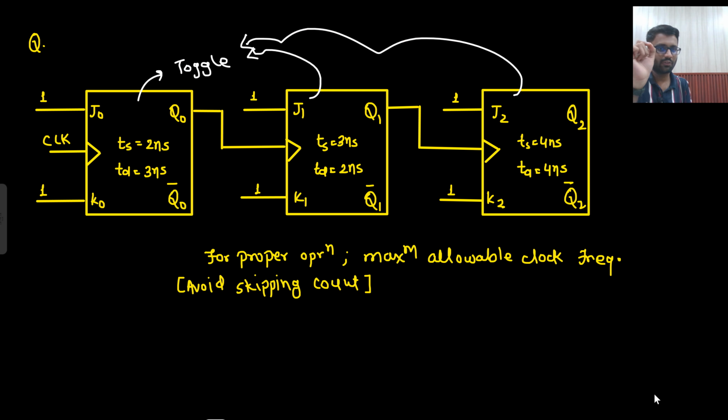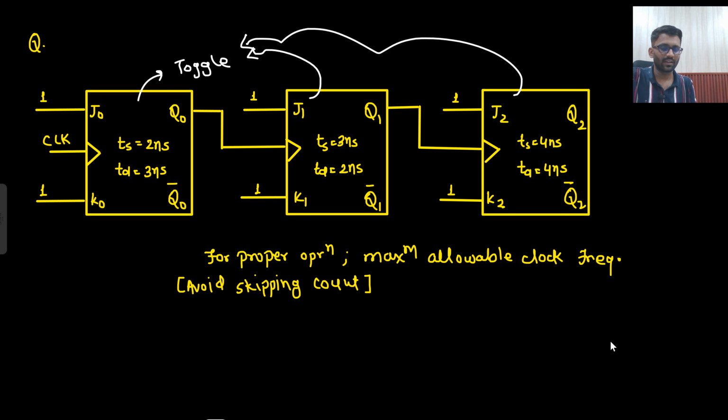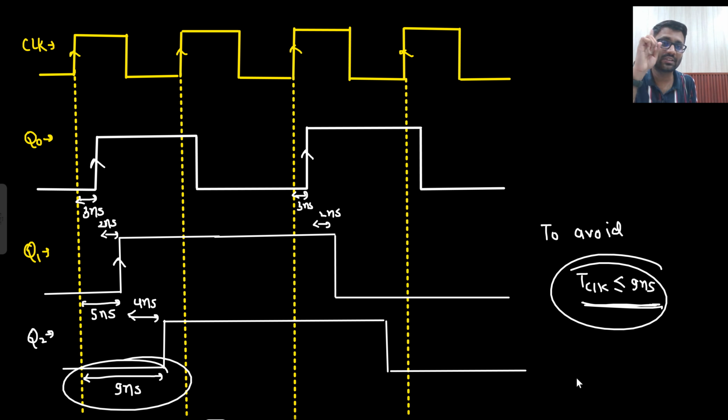Those who haven't studied it, those who are watching on YouTube, they can completely design it and assume that if my T clock is less than 9 nanosecond, then what will happen? You will skip some count. This is your down counter. That means you are supposed to go down from 000 to 111, then 110, after that 101, after that 100, after that 011, after that 010, after that 001, and then again 000. So this is what you are supposed to go through. But if your T clock is less than 9 nanosecond, you will skip some count.